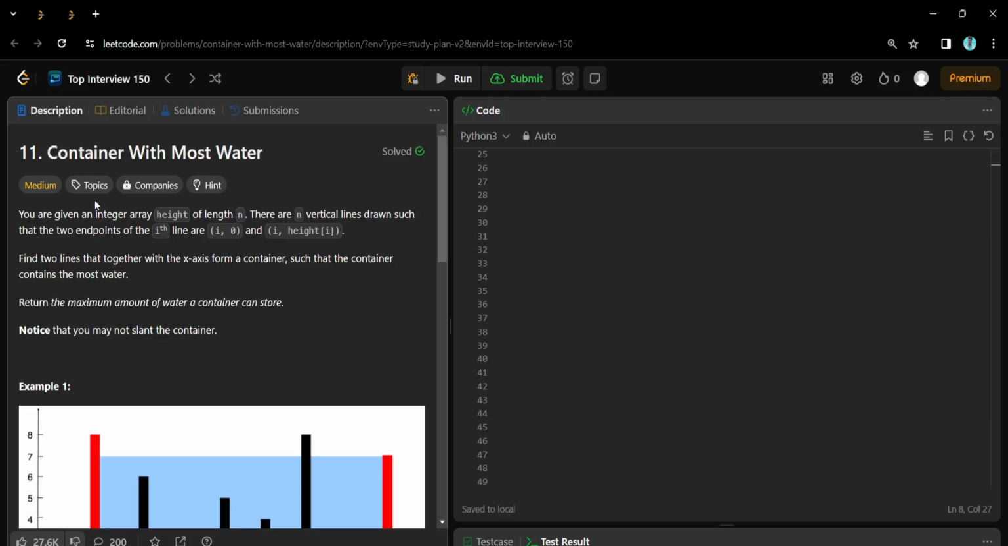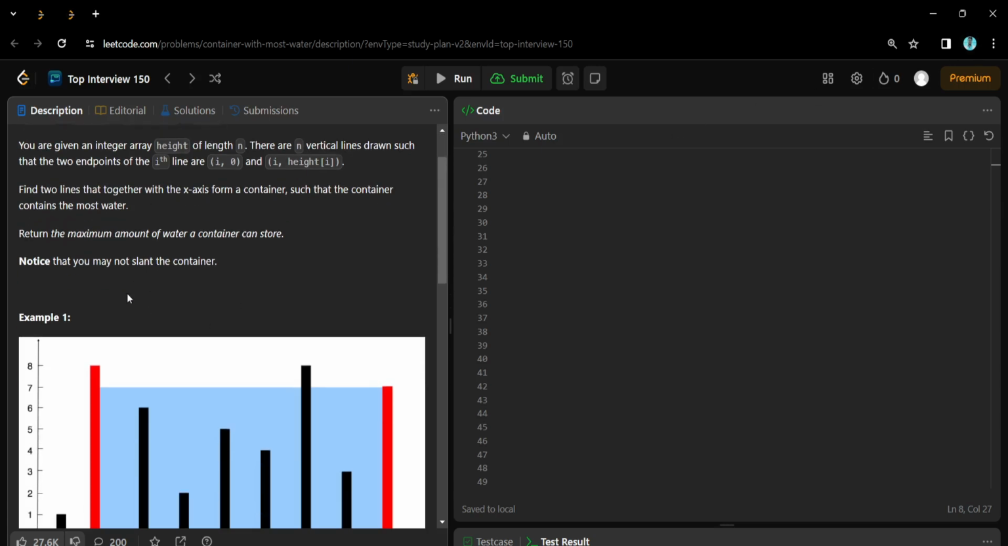So today we will be solving this important question, container with most water. It is a medium category problem and this has been asked in almost all the coding interviews. So let's read out the problem statement.